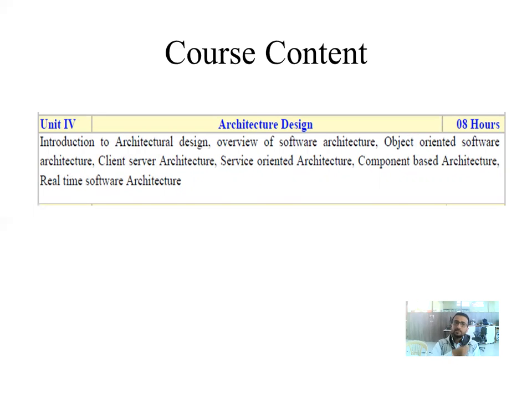Then we have the 4th unit, that is architectural design. In this fourth unit, we are going to have the introduction to architectural design, then an overview of the software architecture, then object-oriented software architecture, client-server architecture, service-oriented architecture, and also the component-based architecture. We are also going to have a look at real-time software architecture.